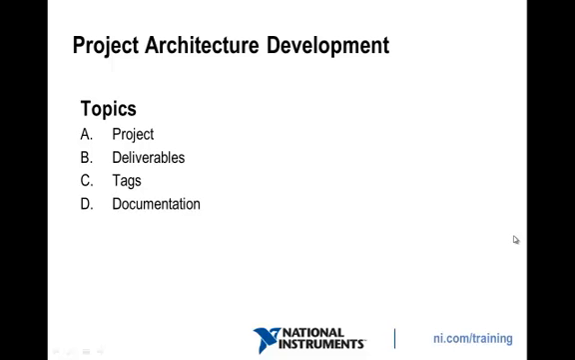Now let's take a look at the details for the project architecture development. We'll look at the project level, we'll look at some of the deliverables that we are looking for. We'll talk about how the tags are used to show fulfillment of the requirements, and we'll look a little bit more about how documentation is used.